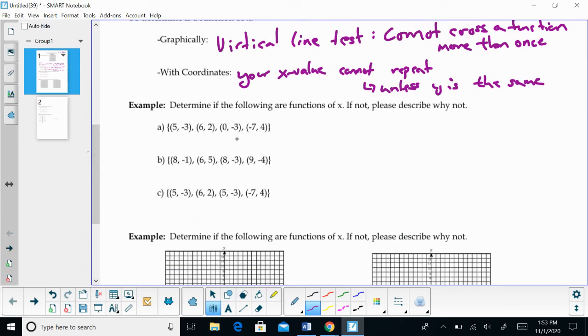Here I've got some coordinates. So I'm looking to see if any of my x values repeat. None of my x values repeat, so this is a function. Looking at example B here, do any of my values repeat? Yep, I've got an 8 and an 8. This 8 goes to -1, and this 8 goes to -3, so this is not a function. Here I've got a 5, 6, 5. Oh, there's a repeating 5. But if you look, their y values are the same. So since this is the same point repeated, this is still a function.